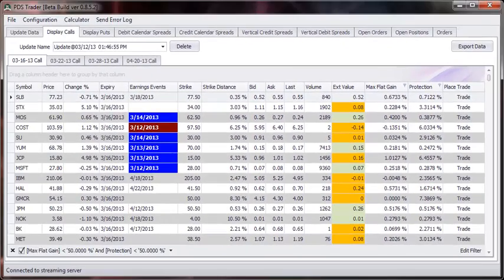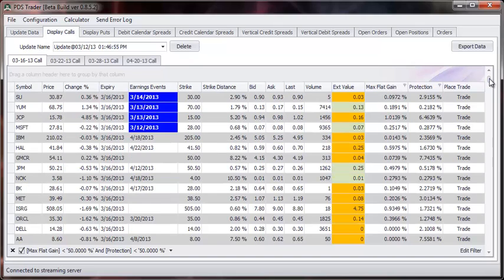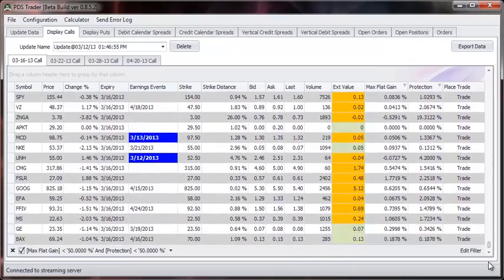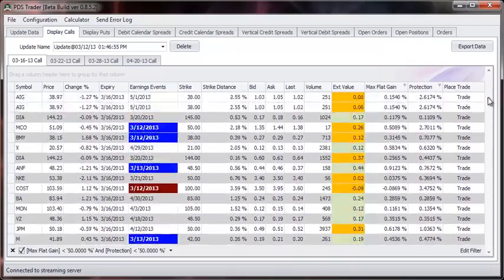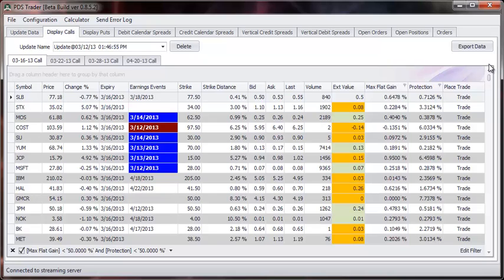Now let's stop right here and show a few features of the PDS Trader before we move on to the other strategy types. First, there can be hundreds of opportunities showing at once, so we made it to where you can simply click a column header to sort. As I said earlier, we sort by max flat gain first, so I'll go ahead and do that by clicking here.